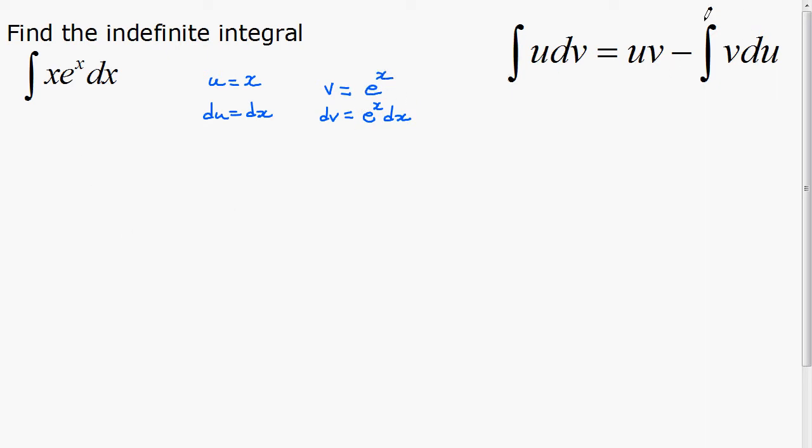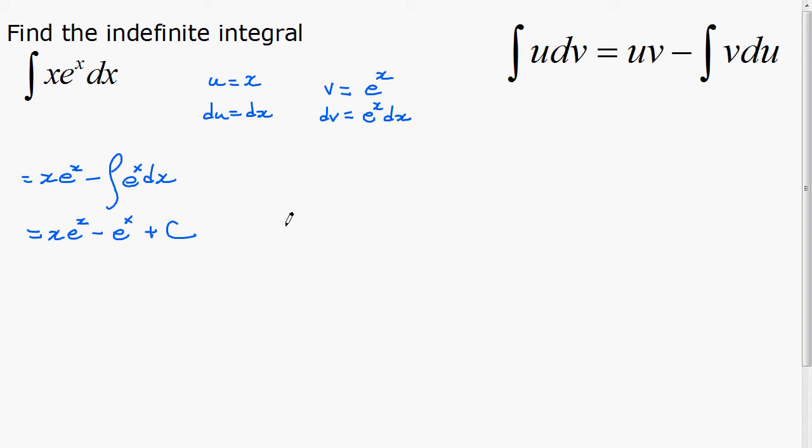So now we're going to plug in the pieces here. So we have u times v. So this is going to equal x multiplied by e to the x minus the integral of v, which is e to the x, du, which is dx. So that's just plugging the pieces in here. Now we're left with an integral here that we can evaluate. The integral of e to the x is e to the x. We add our constant since it's an indefinite integral, and we get our final answer.